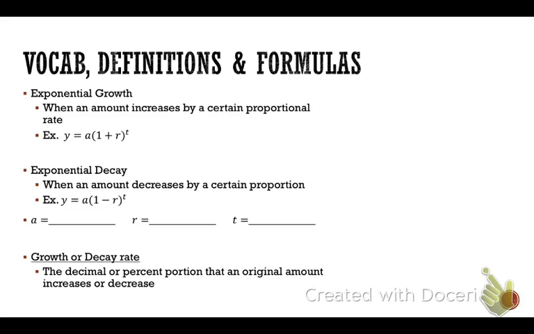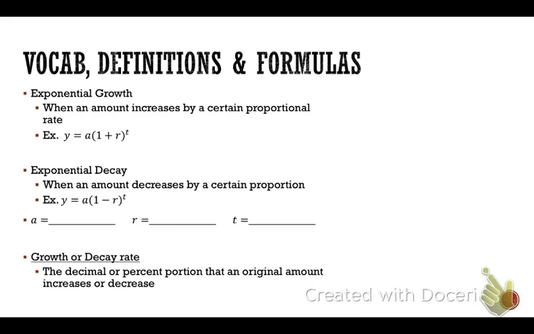The first situation would be in a situation of exponential growth. So to get down a definition, this is when an amount increases by a certain proportional rate. So it's increasing twice as much each time, or by 33% each day, or by 17% each year. Exponential decay is when an amount decreases by a certain proportion.